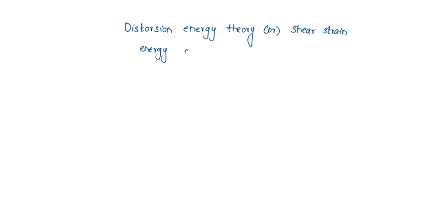The reason for root 3 division is, in case of distortion energy theory, also called shear strain energy theory or von Mises theory, which is given as sigma 1 square plus sigma 2 square minus sigma 1 sigma 2 should be less than or equal to Fy square.